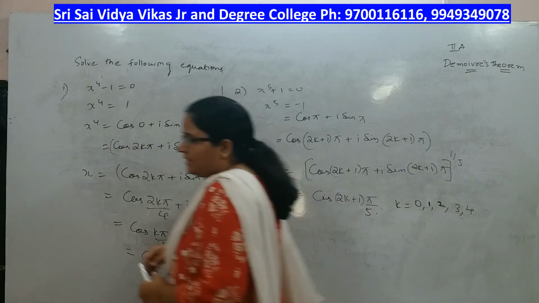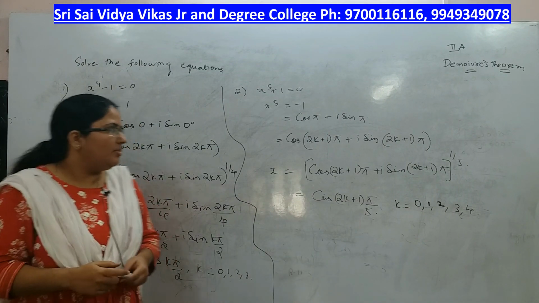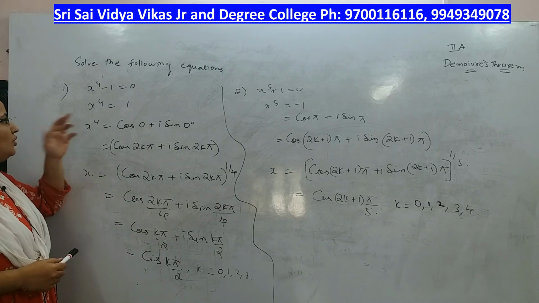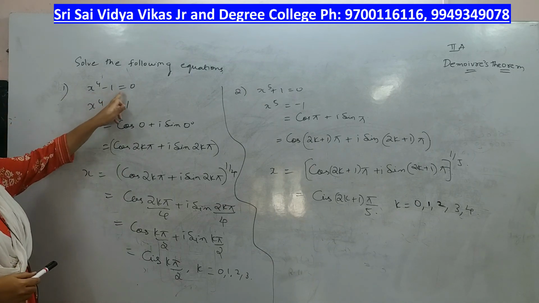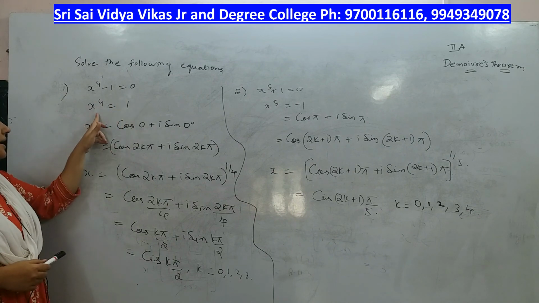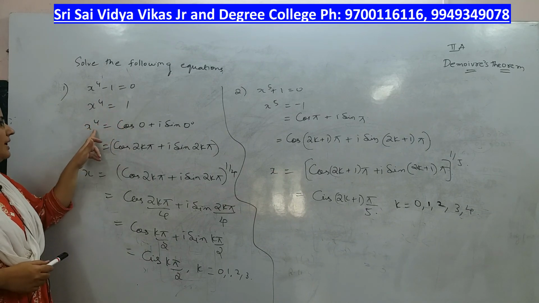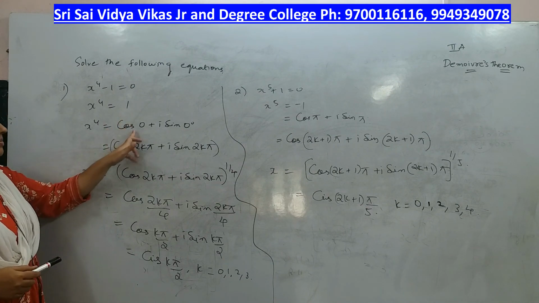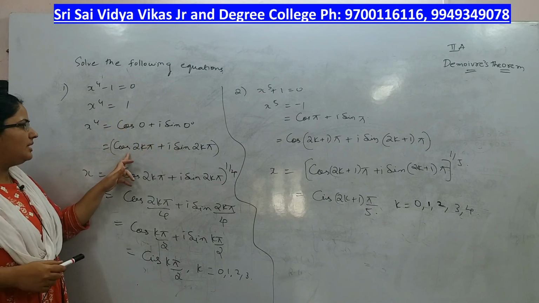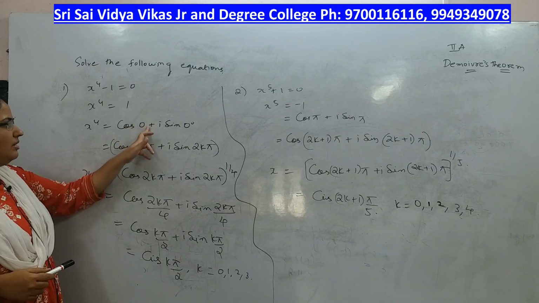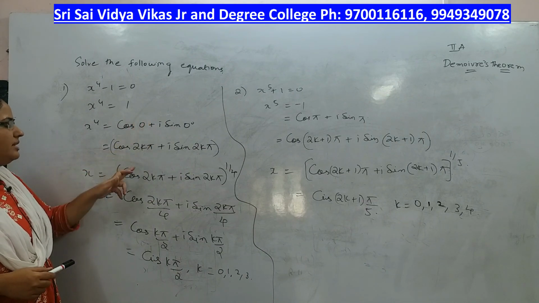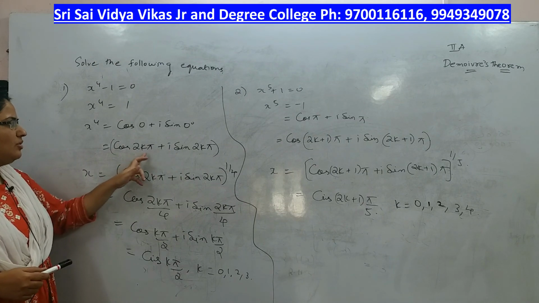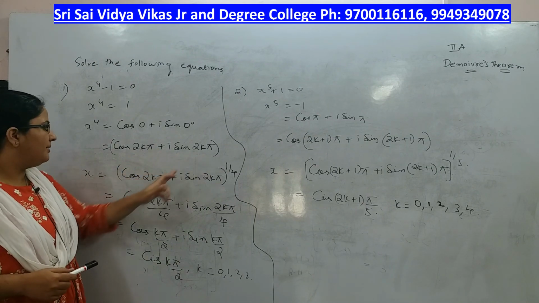So students, we are discussing the next set of problems in De Moivre's theorem. Solve the following equations. First equation that you have is x power 4 minus 1 is equal to 0, x power 4 is equal to 1. When do you get 1 in cos and sin? Cos 0 plus i sin 0, that is when you have 0 in cos, that is 2k pi, multiple of 360, cos 2k pi plus i sin 2k pi.